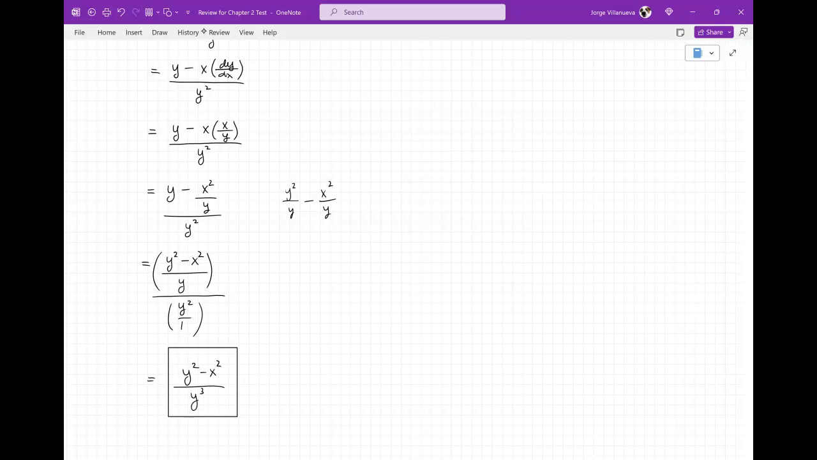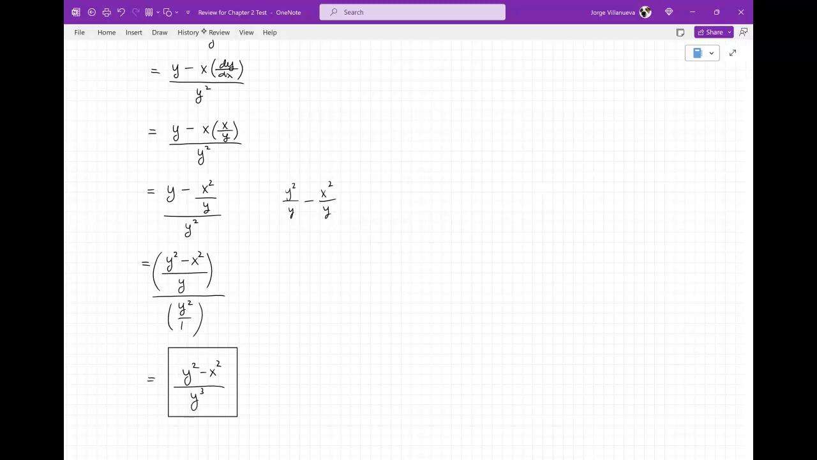Why is it y cubed? It's because a fraction divided by a fraction, you get that top fraction and you multiply it by the reciprocal of the bottom fraction. So y squared over 1 becomes 1 over y squared. So then when you multiply it, the denominator y times y squared becomes y cubed. Any other questions on that one?